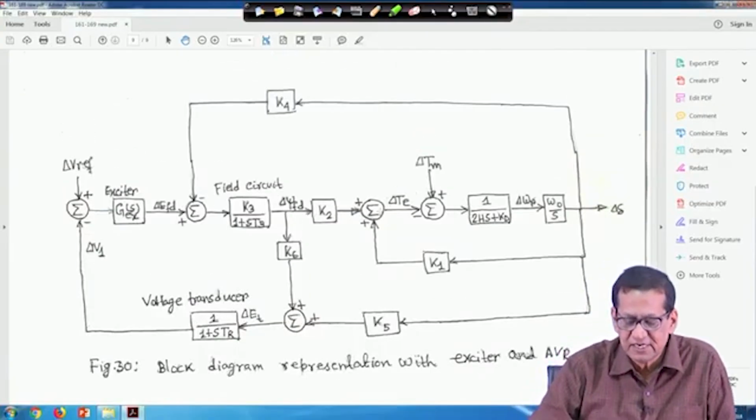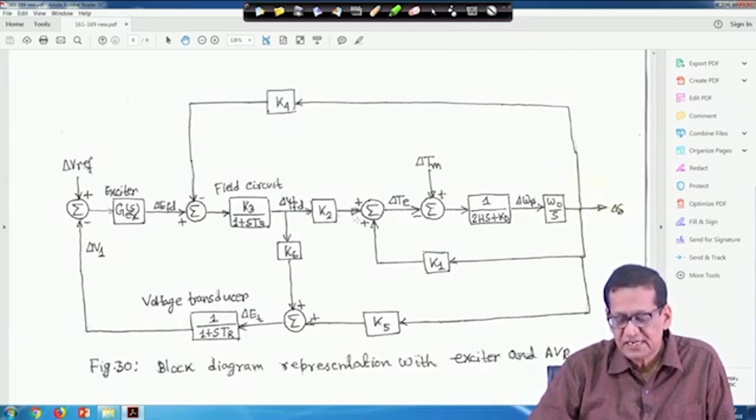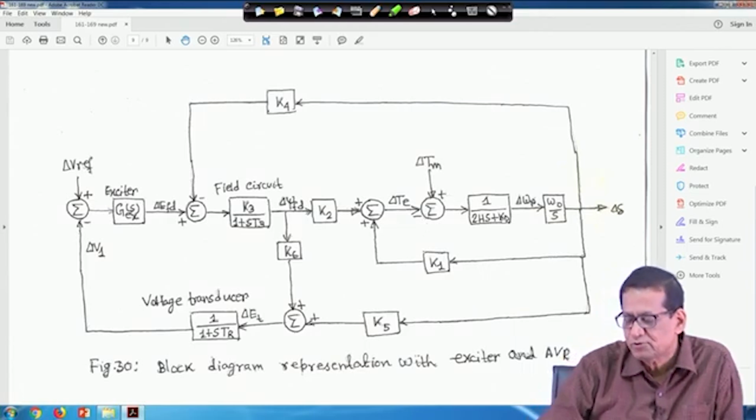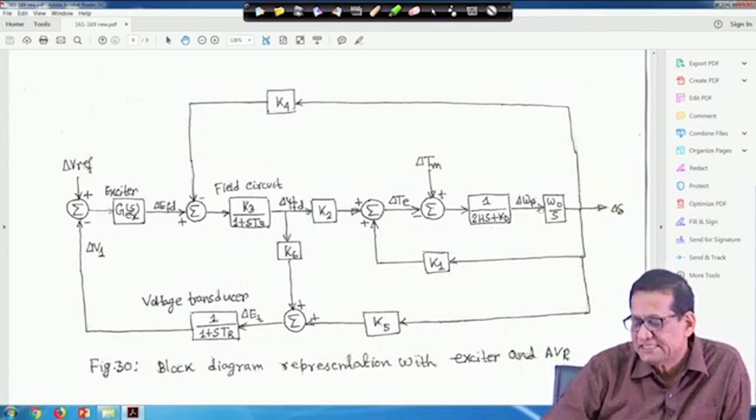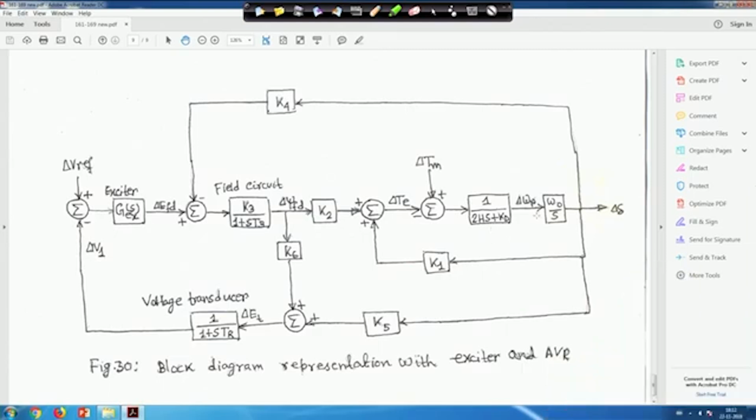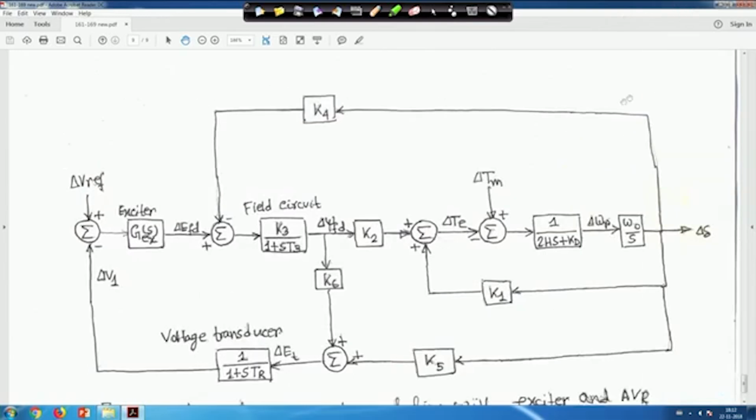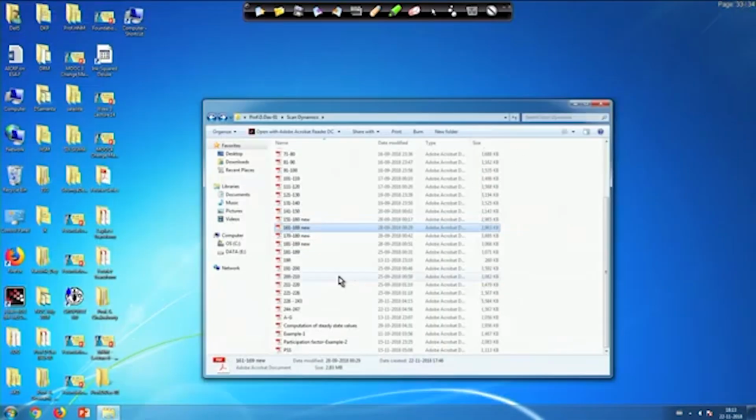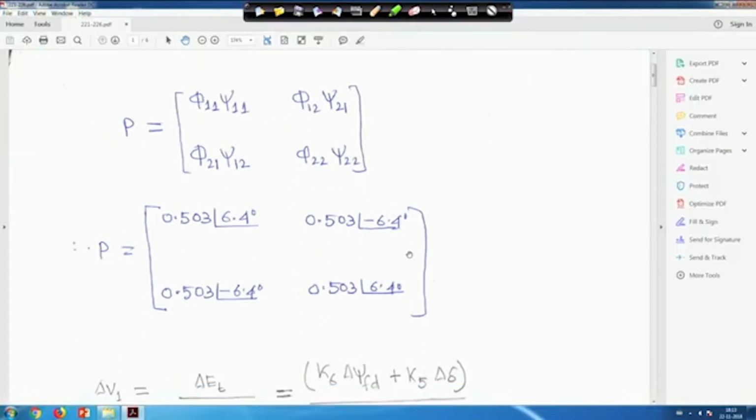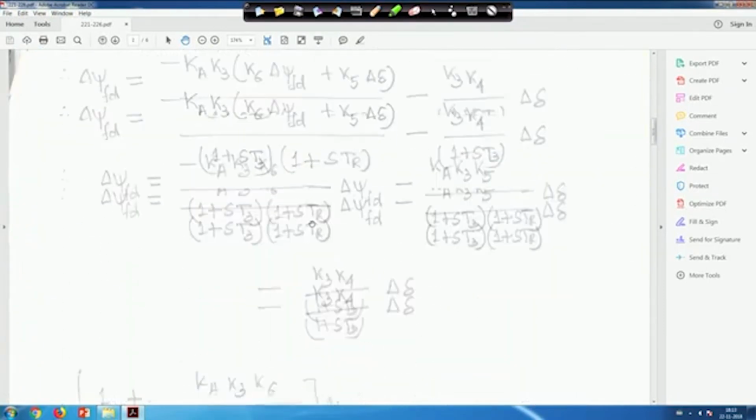Now, from here you can easily make it K2 delta psi fd, then here it is coming K1 delta delta. So, it is minus here. So, minus K2 delta psi fd minus K1 delta delta plus delta Tm into 1 upon 2Hs plus Kd is equal to delta omega r. So, from that only we are writing that equation.